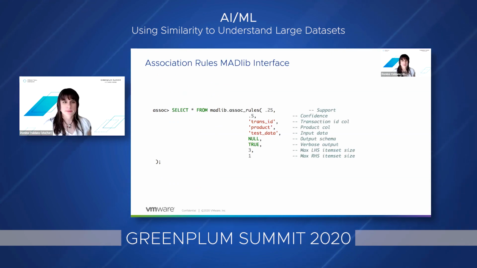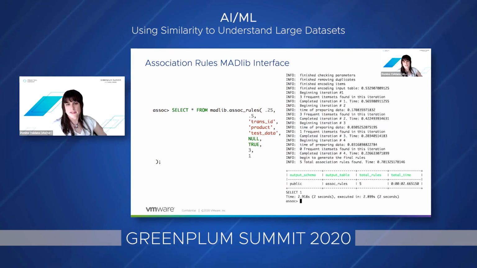And then you call madlib.assoc_rules and you pass it in a minimum support. So here it's saying the X part, the left-hand side of the rule, has to show up at least 25% of the time. And you say, don't select this rule unless it's at least 50% confidence. And then you can add other conditions onto there.